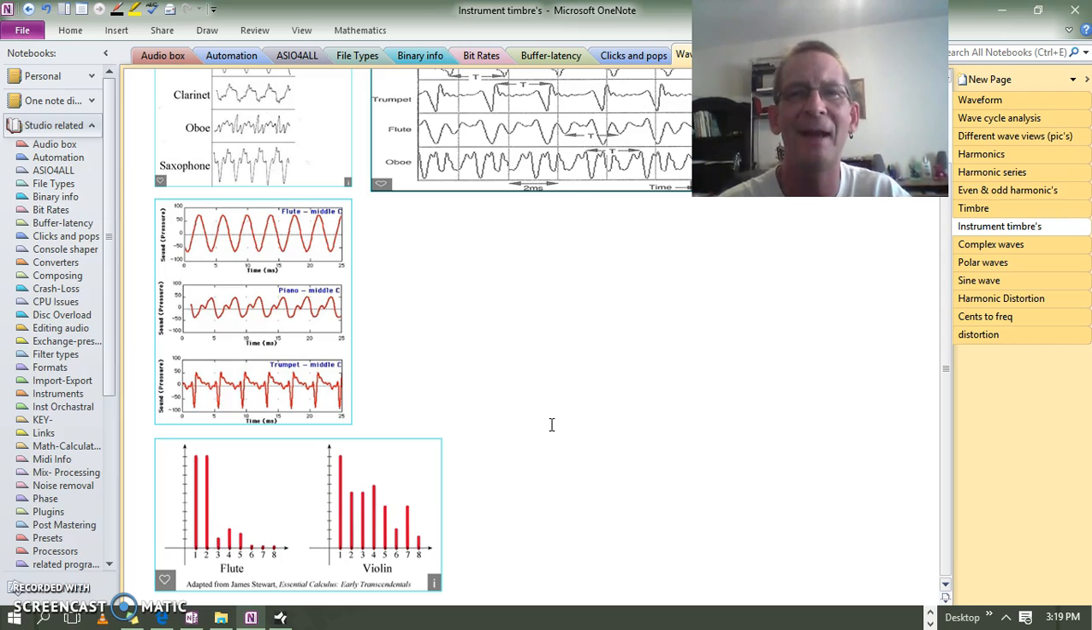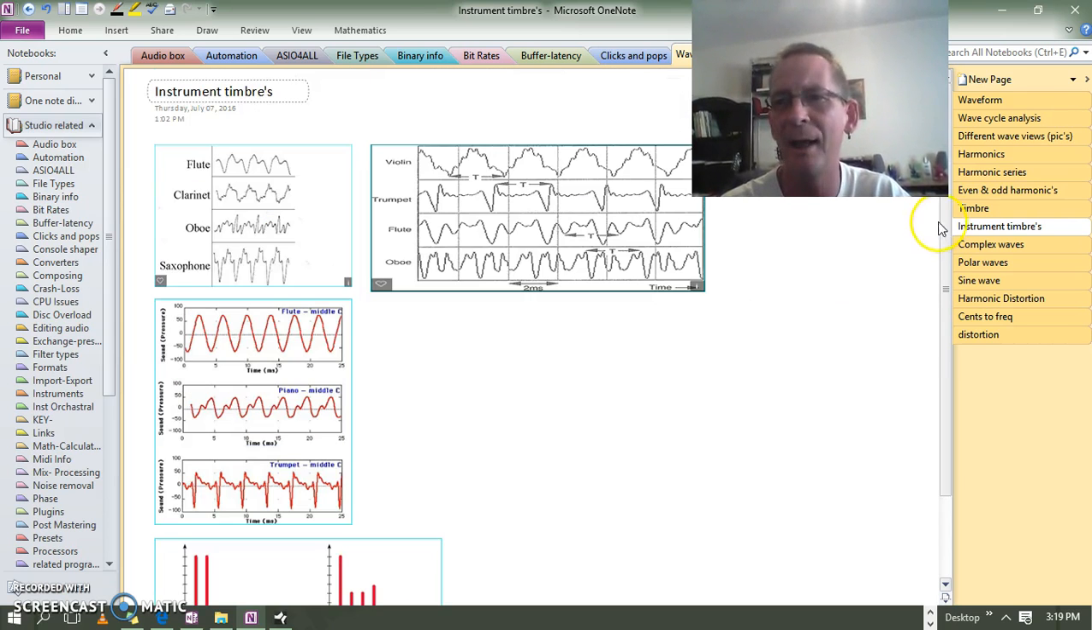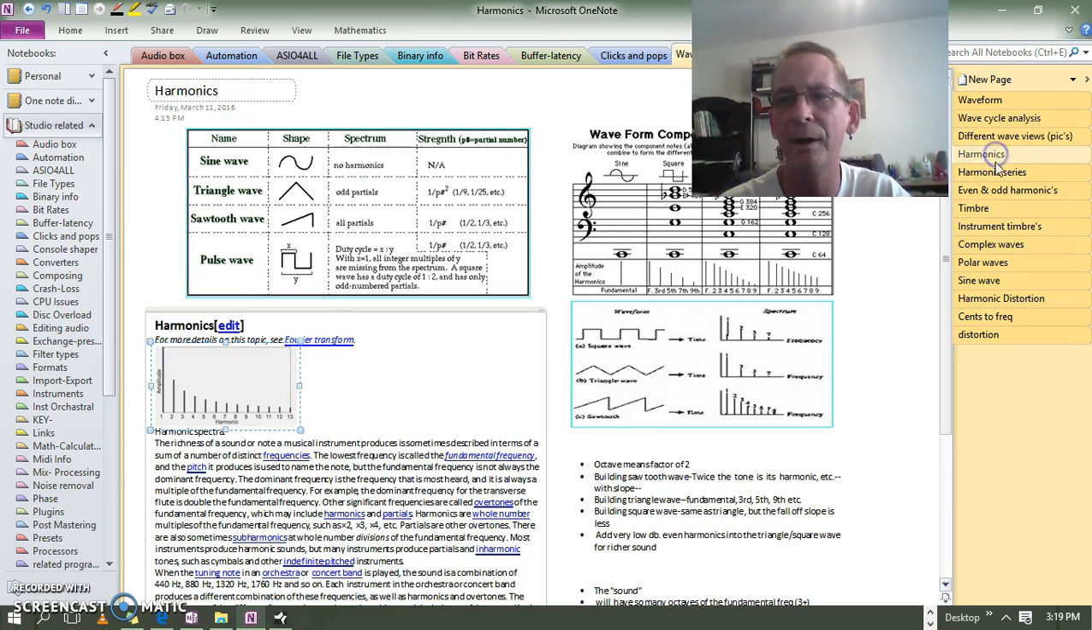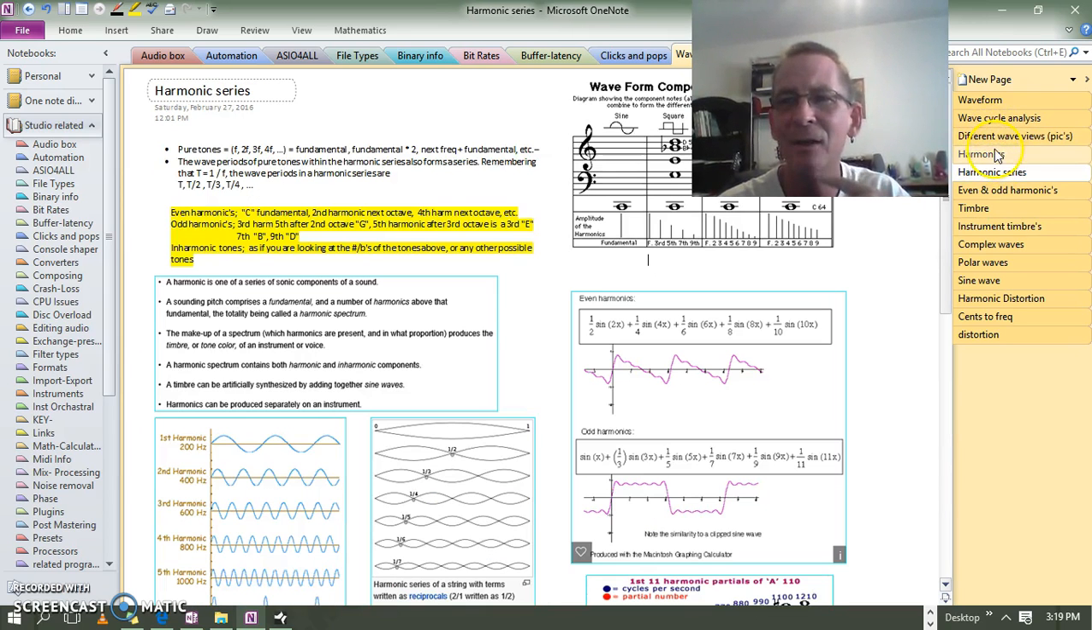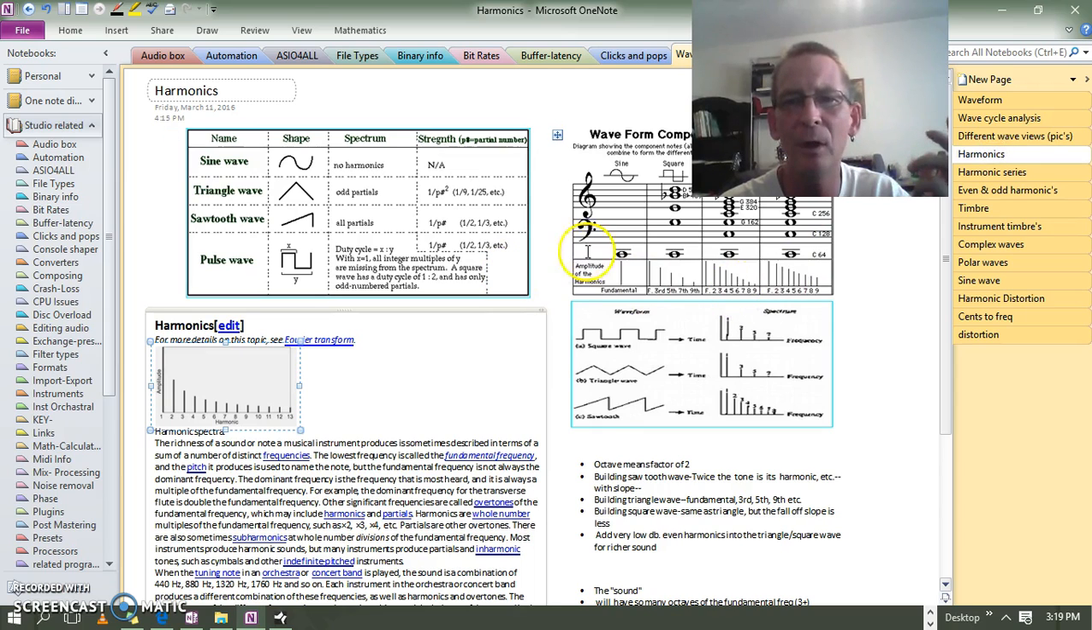I hope I've made that very simple to understand, so that when you're looking at harmonics or the harmonic series, and you're saying, well, this is a square wave, it's static. You can see it all the way across. There's no actual timbre to that, or the qualities of a timbre.